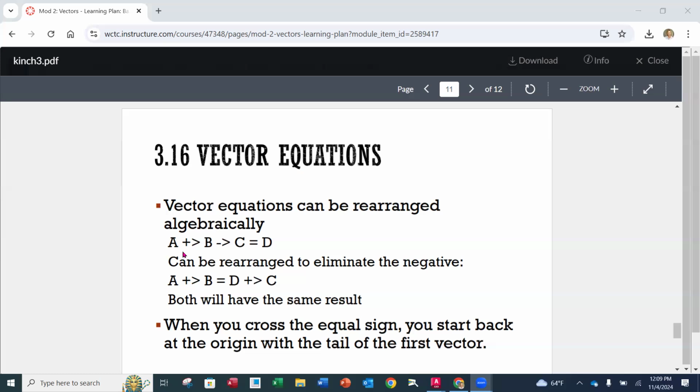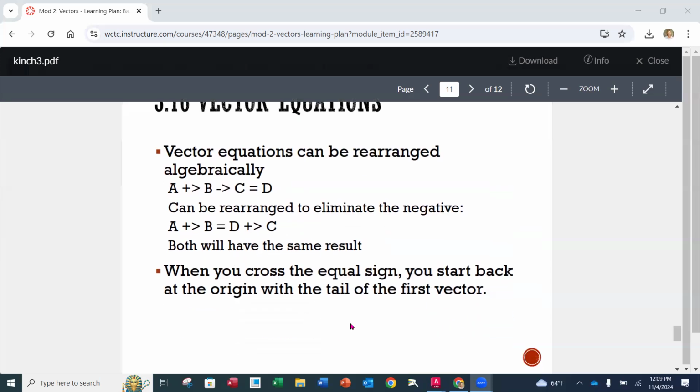So like it says here, this equation right here can be rearranged to, in this case, eliminate the negative. If I don't want to deal with changing the direction and adding it and trying to remember that, and I want all my values to be positive, that negative c on the left-hand side, I can simply move it to the other side, adding it on both sides. Then it cancels out on the left, and it's going to be apparent on the right. I can rearrange that equation, and I'll get the same net result by having it as a plus b is equal to d plus c. So both will have the same results. Again, when you cross that equal sign, just like in algebra, remember that you have to start back at that origin with the tail of the first vector that's positive.